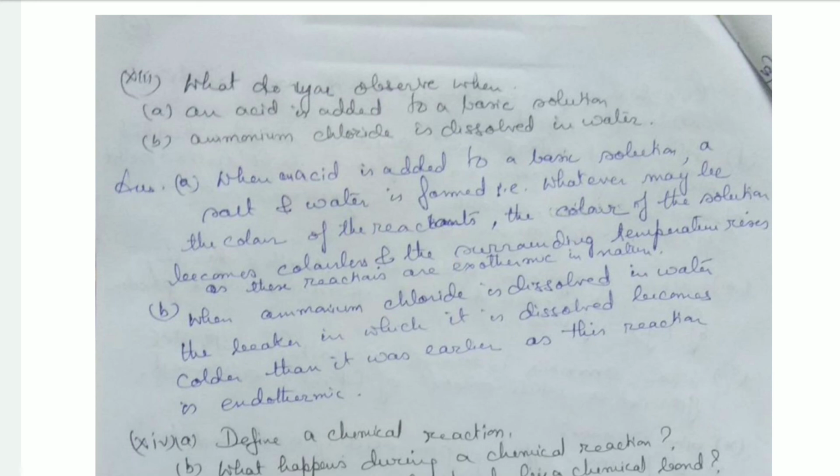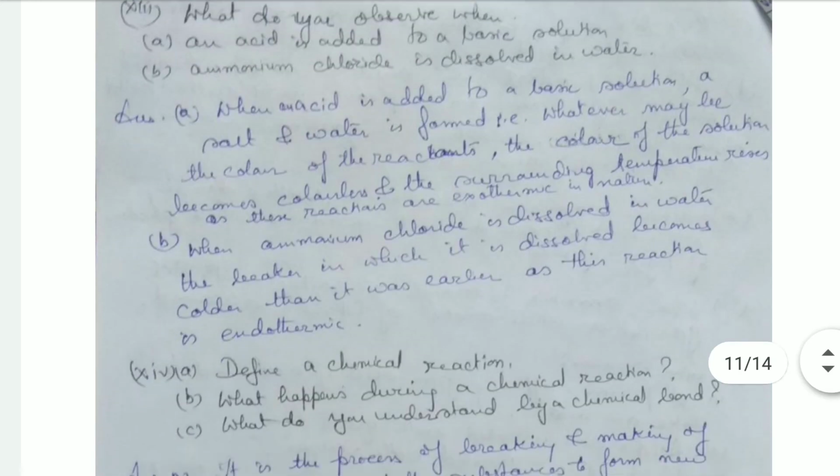Next, what do you observe when ammonium chloride is dissolved in water? When ammonium chloride is dissolved in water, we see that it becomes colder. The container in which the reaction is taking place becomes colder than it was earlier. Why? Because when ammonium chloride is dissolved in water, it is an endothermic reaction. It will absorb heat from the surroundings, from the container, and that's why it becomes cold.